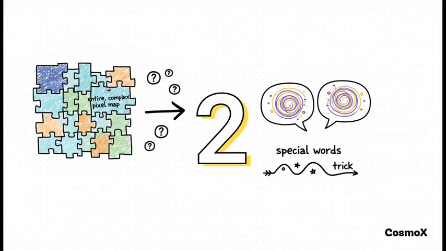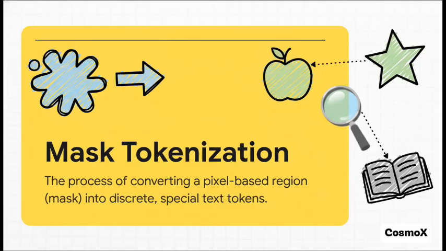And here is the absolute magic trick. A new model called SAMTok can take that entire complicated map of pixels, that mask, and basically shrink all of that information down into just two special words. That's it. And this whole process has a name: mask tokenization. It's the engine that's doing all the work. It turns any shape, doesn't matter how weird or complex it is, into a simple two-word name. This means the language model can now understand a visual shape as easily as it understands the word apple.